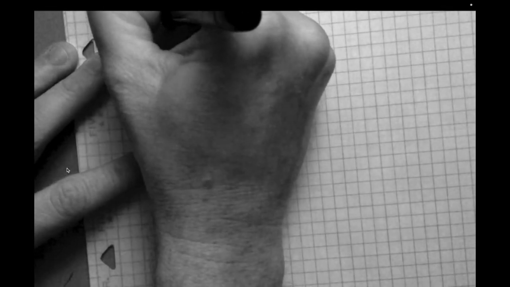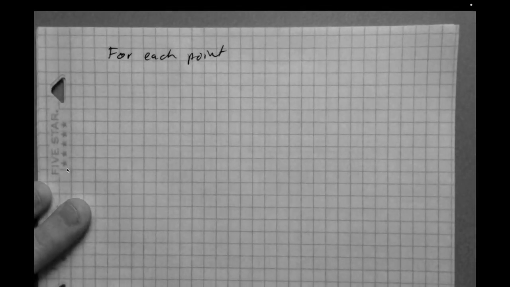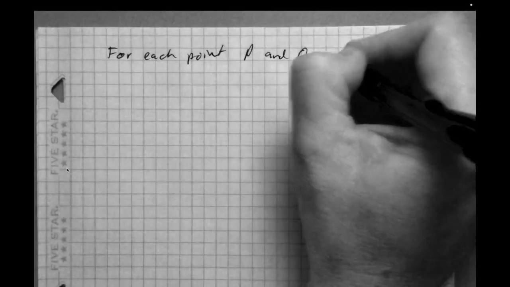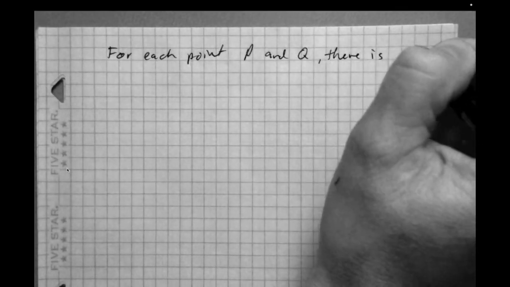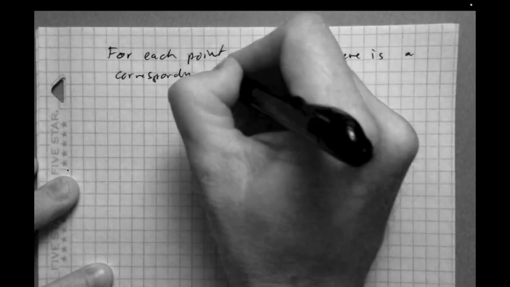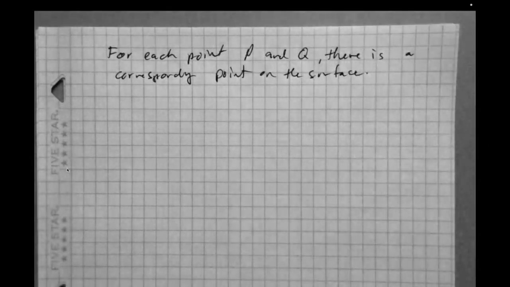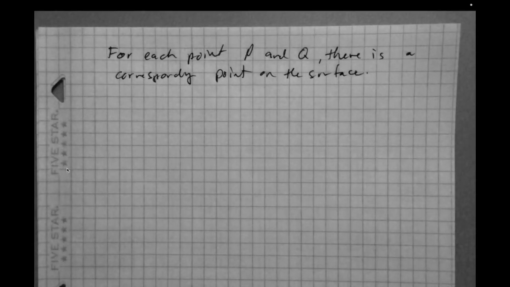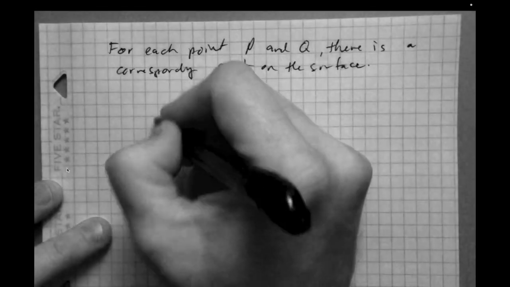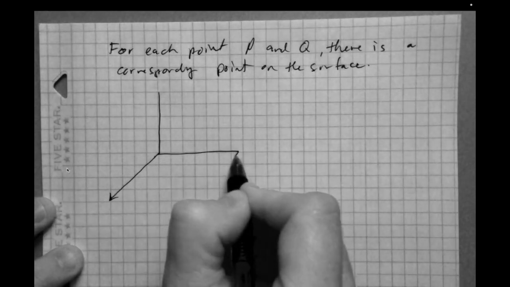Okay. All right. Then, what can we say? Well, for each point P and Q, there is a corresponding point on the surface. Okay, so let's draw another picture. These are really all the same pictures. It's just each time I have to redraw it because something else becomes more important, right? So this is really the same drawing, but there are certain things I'm going to omit this time.